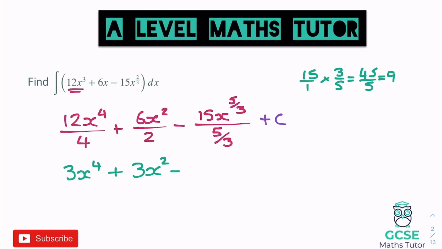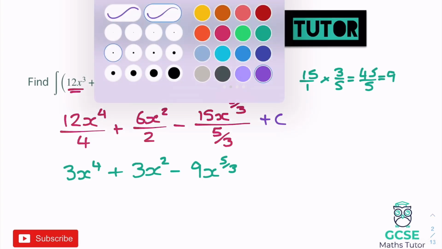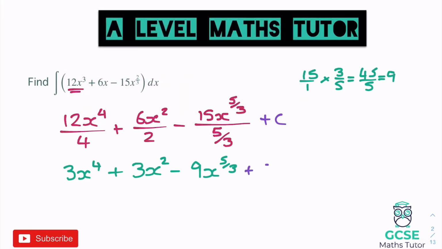So there we go, take away, that becomes 9x to the power of 5/3. And not forgetting plus c at the end. And there we go, that's that integrated. Not forgetting that plus c again, that's so important. Something that's new with this, even though we're doing the reverse process of differentiating, is that plus c, which is so important to make sure that you add on the end.